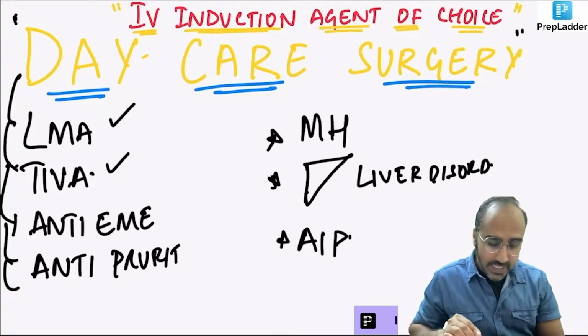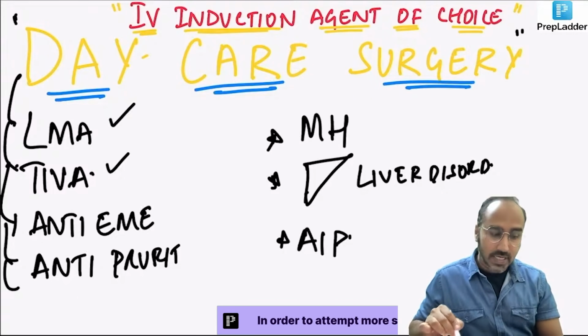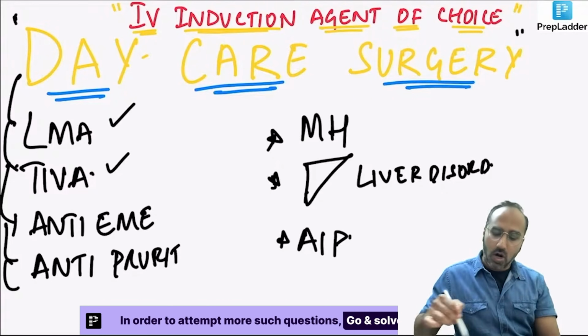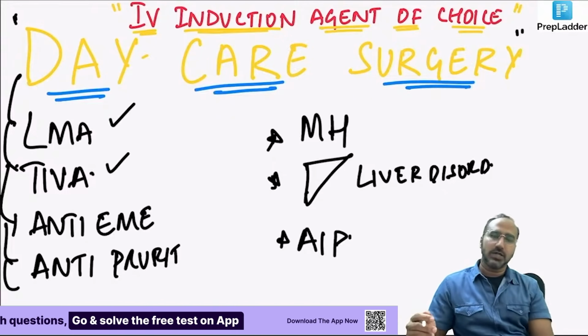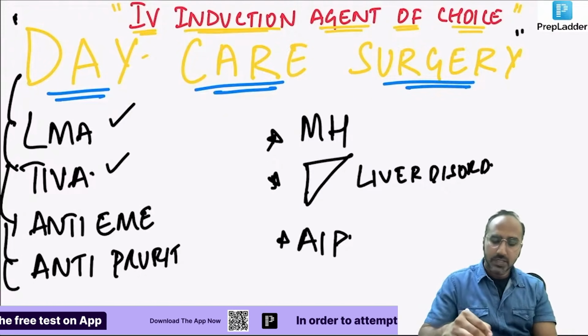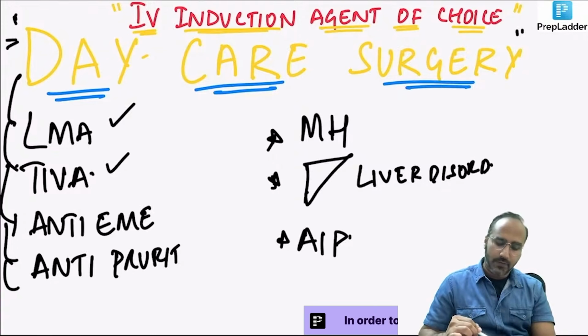It is the IV induction agent of choice not only for daycare surgery, it is the IV induction agent of choice for all these things which I have mentioned over here: malignant hyperthermia, liver disorders, acute intermittent porphyria. So you have to remember this regarding propofol.